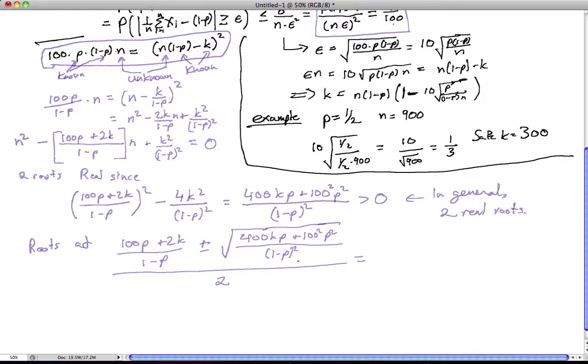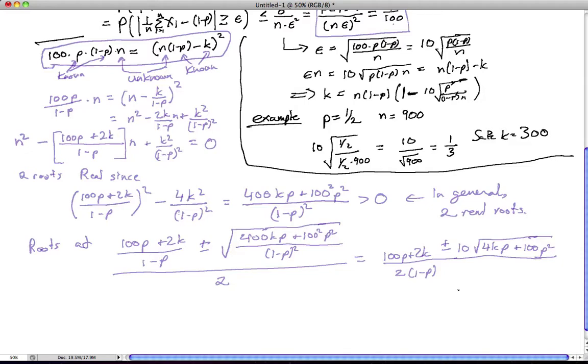So notice the 1 minus p's are common, so we can take those out. We get 2(1 minus p). This 100p plus 2k is out here, and then we have a plus or minus. Now notice in here we have 100 that's very clean, clearly there, and also a 4. So we can just take this out and say 100 times the square root of 4kp plus 100p squared.